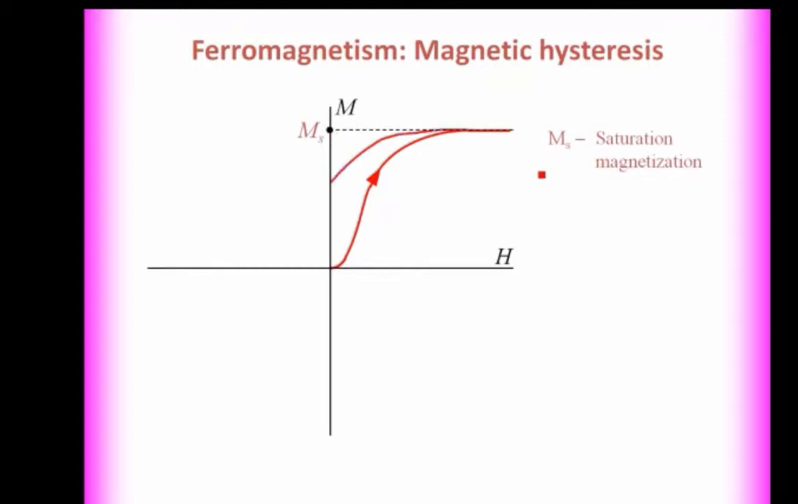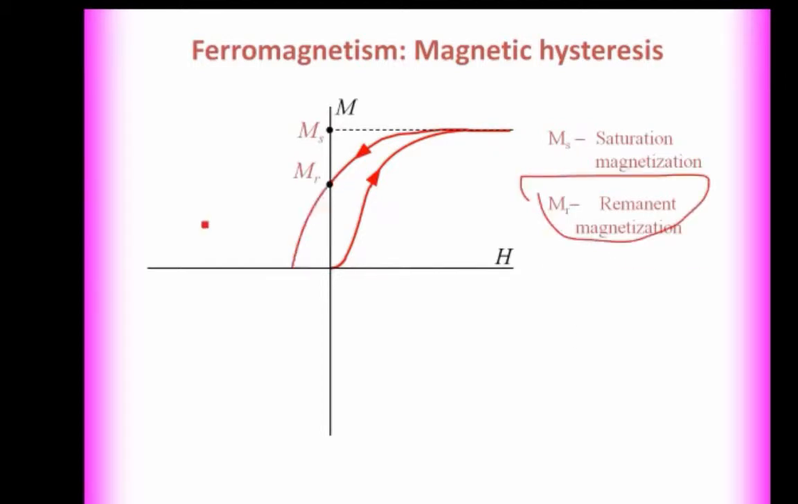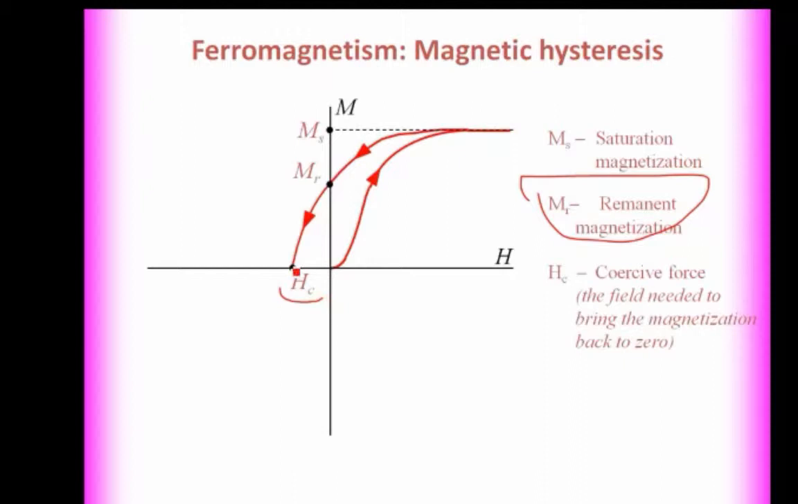Then you come back down and you reach the intercept at 0 H, so you have no current through the coil. This is your remnant magnetization, so M sub r. You continue and you end up with an intercept here that is the H that is required to give you 0 capital M. It has a name, and it's the coercive force. So it's the field needed to bring M back to 0. And so then you continue on and you get the loop, the hysteresis loop.